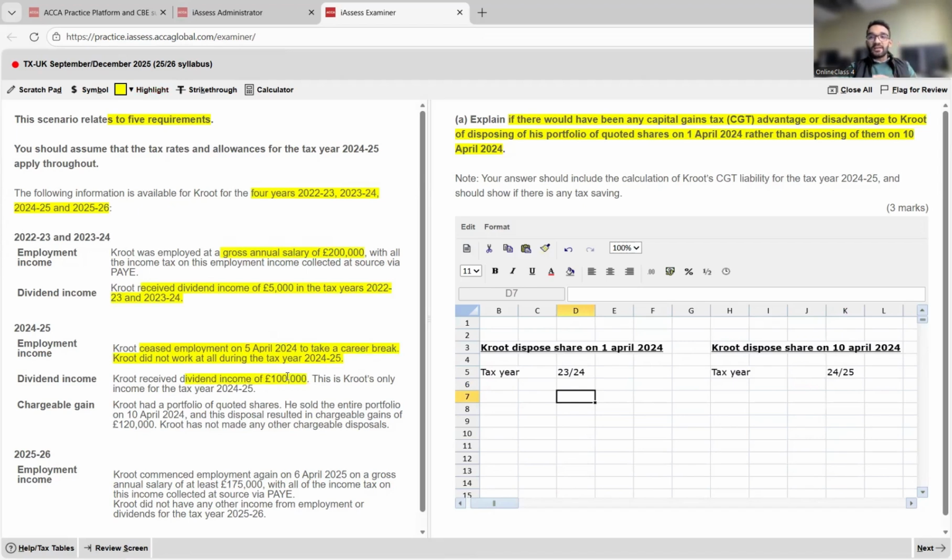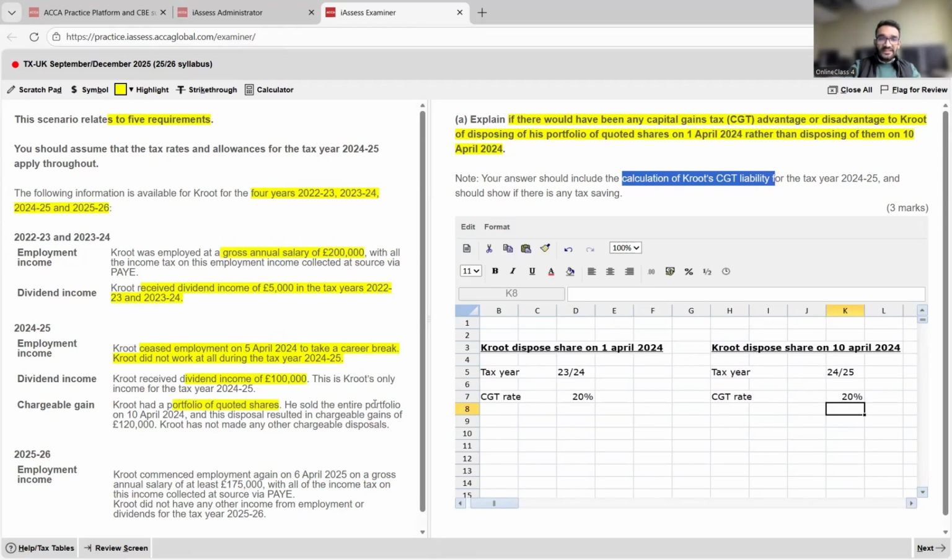Again, dividend income of 1 lakh, less personal allowance, still makes him a higher rate taxpayer. So in both cases, the CGT rate will be 20%, and there is no tax saving. The CGT rate will be 20% in both cases. Why? Because in 23-24 he was an additional rate taxpayer, and in 24-25 he is a higher rate taxpayer. Now he's selling the portfolio of quoted shares, and we have to calculate the liability as well.